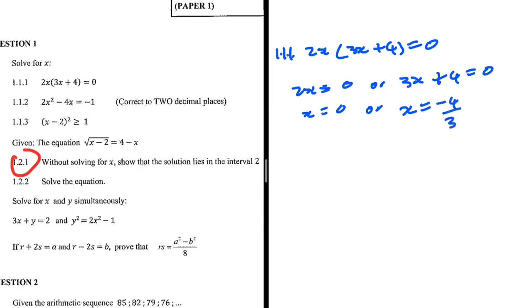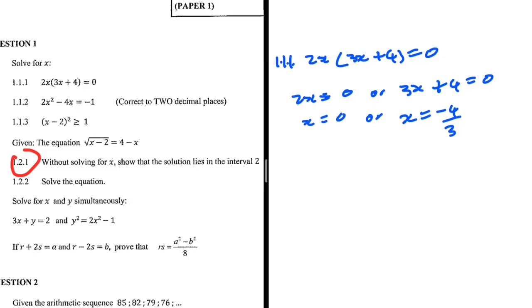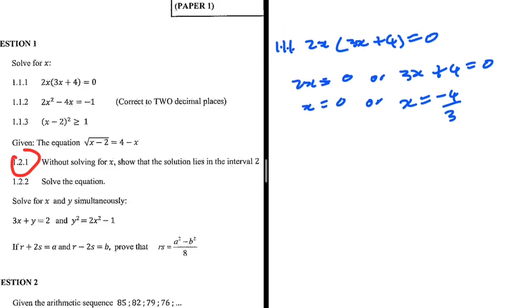There we go. Other people will multiply out at this step, which is completely unnecessary. They multiply out and they take a common factor. Why would you do that? You just solve the equation from the get-go. That is 1.1.1. Take a look at 1.1.2.